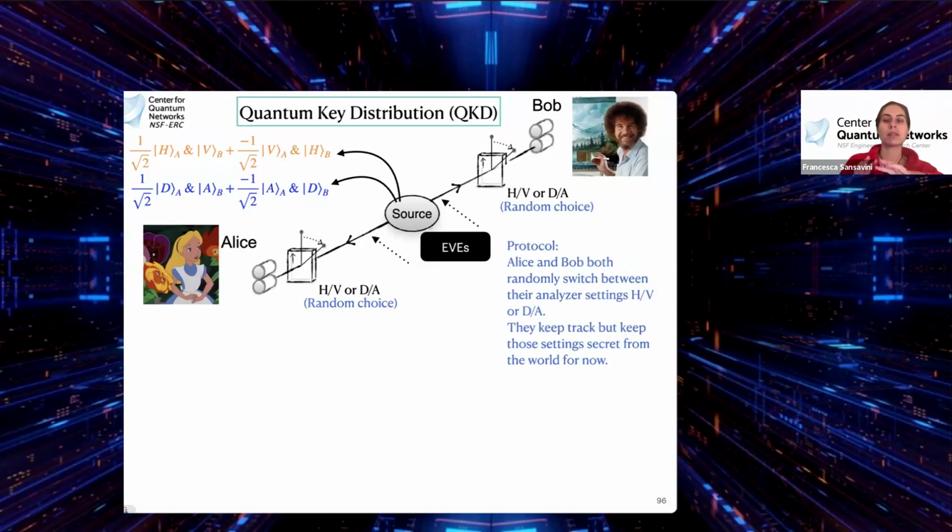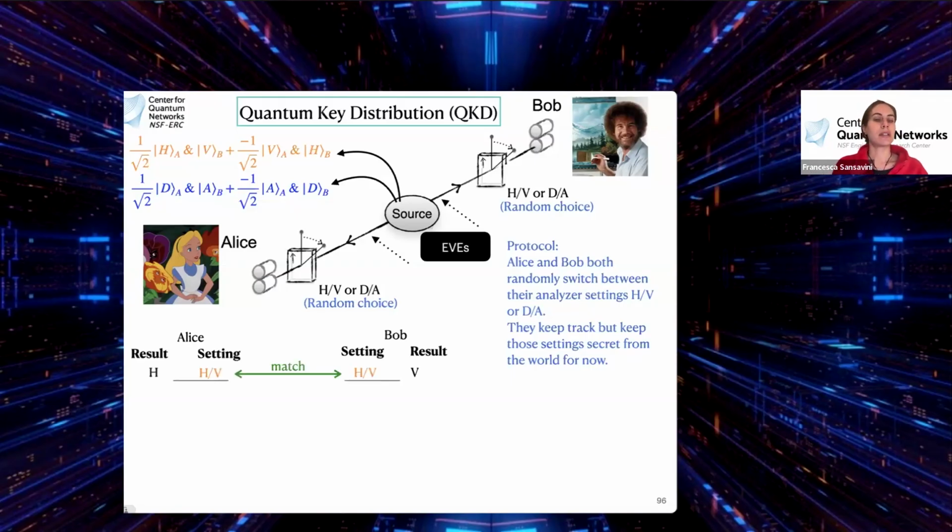And then the protocol works the following way. Alice and Bob will randomly switch their analyzer setting between HV or DA. What I mean is that they don't tell anybody what settings they're using. They just completely randomly choose. Alice doesn't tell Bob what settings she's using. Bob doesn't tell Alice. They really pick the settings HV or DA randomly. So they keep this secret, but they keep track of the settings that they're using. They write it down in a notebook, and they keep track of the results.